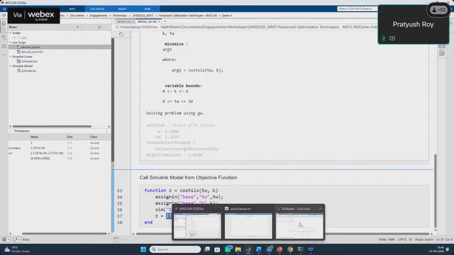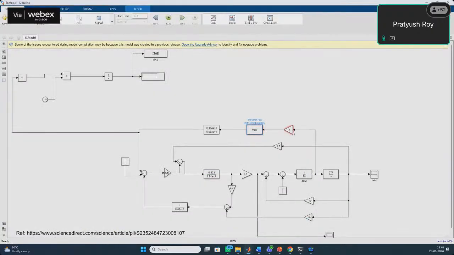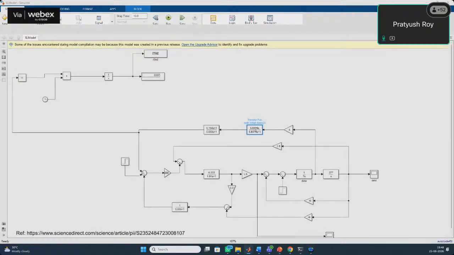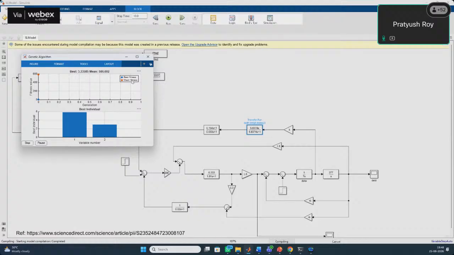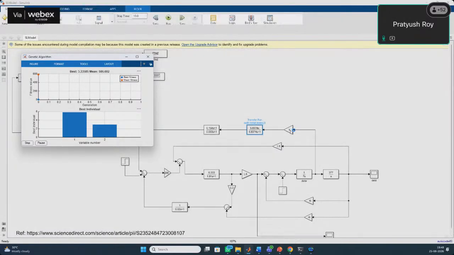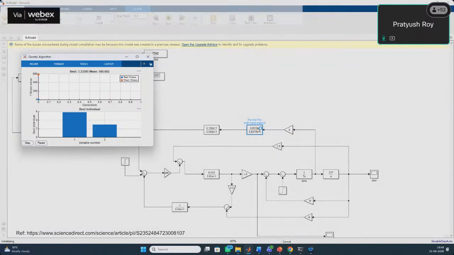So it will run. If you notice here, it will keep changing the k and tw values in the Simulink model itself. So you will notice that these values will change. And at the same time, you will get to see how the fitness is working. You will see the metrics, as well as this Simulink model getting executed in every iteration, so that you can come up with the most optimal values of k and tw.